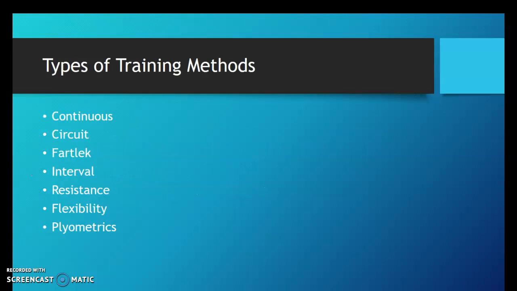But let's have a look at the types of training methods. So we have here a list of them. There is a continuous training method, circuit, fartlek, interval, resistance, flexibility, and plyometric. So these are just essentially different ways that you can do a workout. So let's have a look at them in detail.